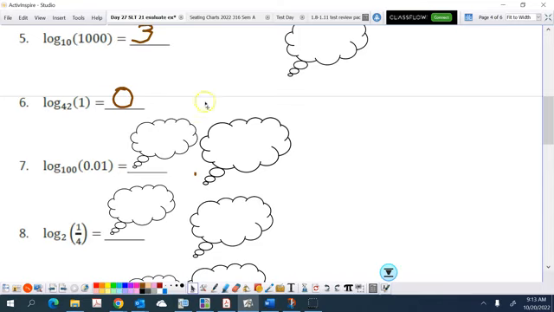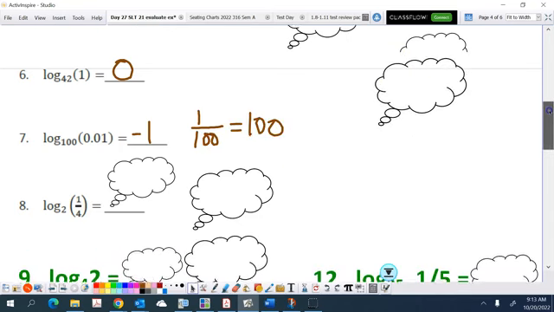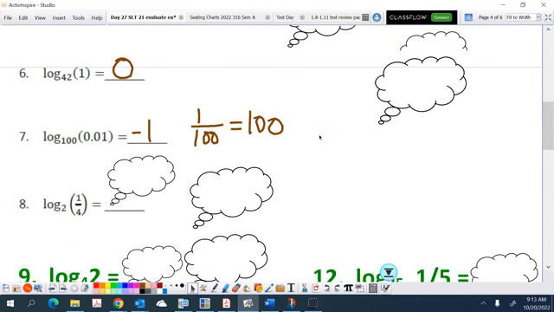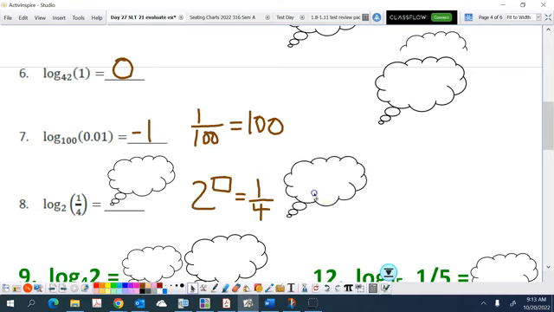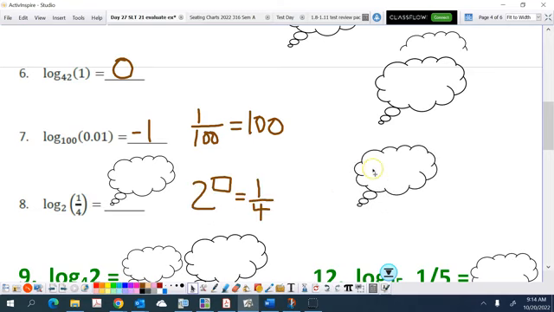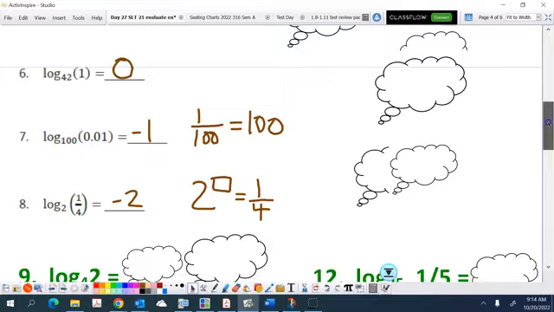Number 7, remember you're going to change that to 1 over 100. So in order to flip it and then square it, oh, I'm sorry, you just have to flip it because 0.01 is 1 over 100. So that means I'm going to take 100 to the -1 power. Log base 2 of 1/4 comes from, what do I have to do to 2 to flip it and make 4 in the denominator? That's going to be 2 to the -2 power.